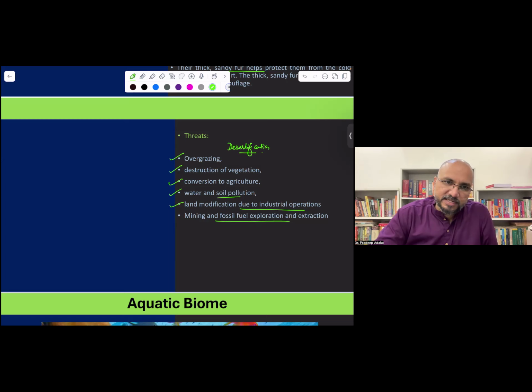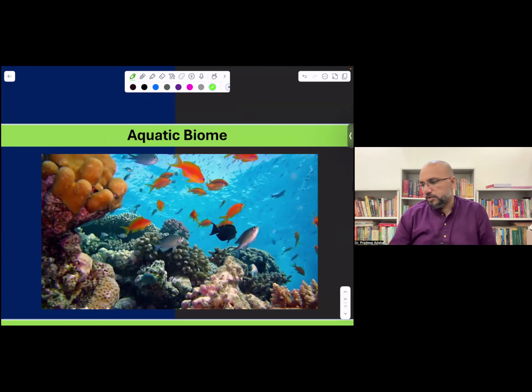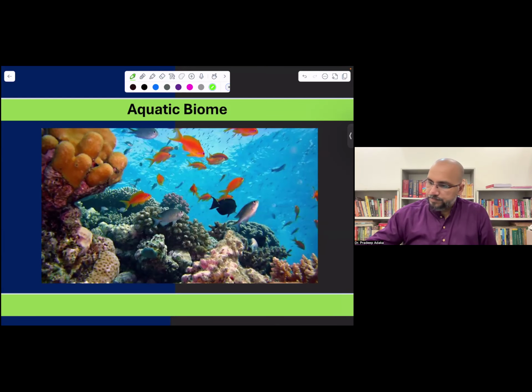So desertification ये कोई direct threat नहीं है, but desertification is a result of if you do not maintain this habitat properly, so the deserts they can extend to other biomes or surrounding areas, increasing the desert. So it is not a direct threat, but it is one of the effects. That was your desert biome.